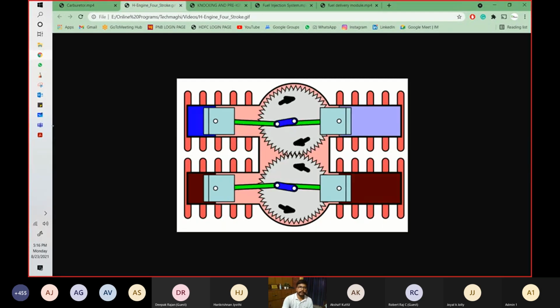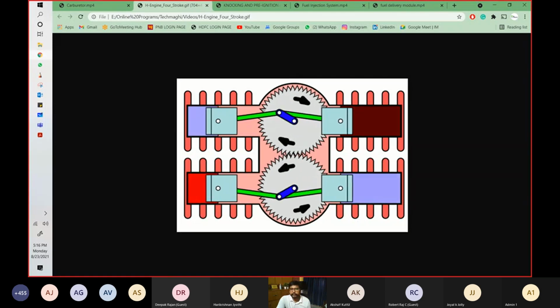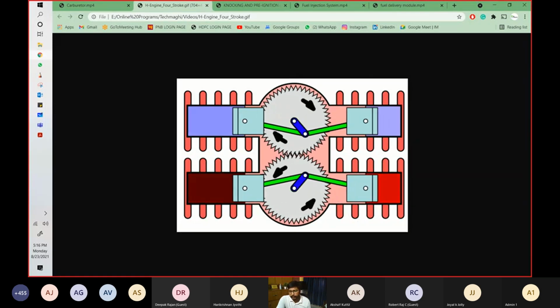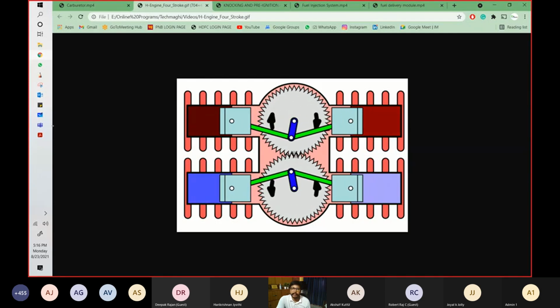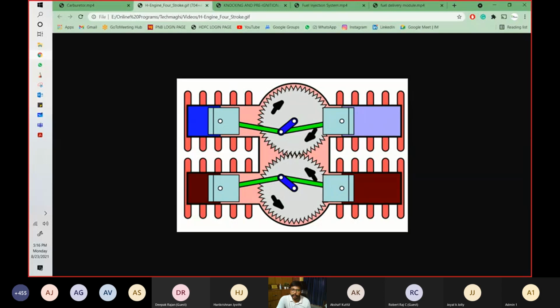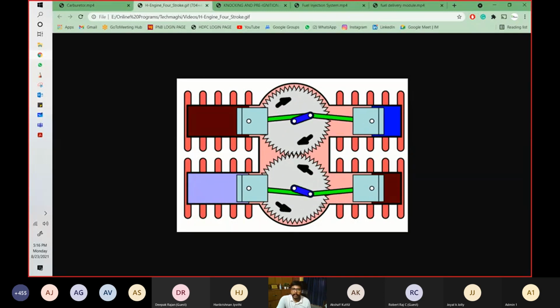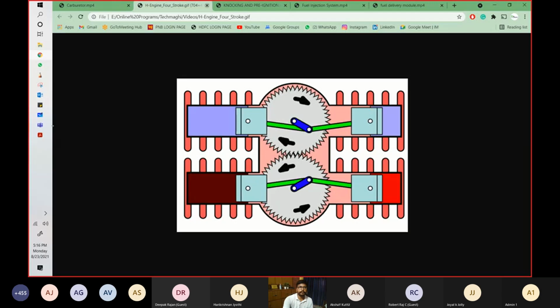Then we have the H engine. So this is how these H engines are arranged. These are pistons, and then they are arranged with the help of gears, and then they are connected to the crankshaft or connected to the output shaft, and this is how they are arranged.